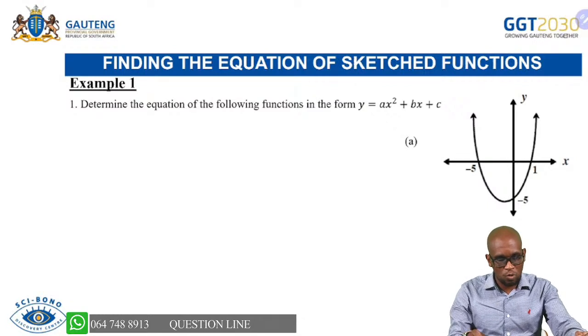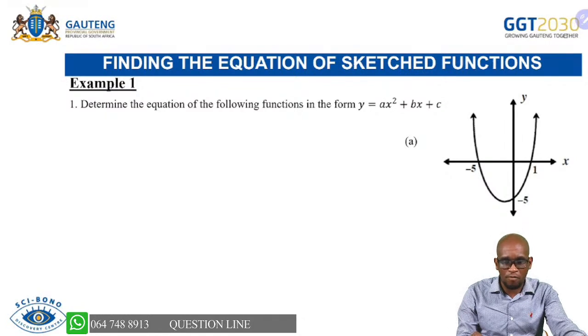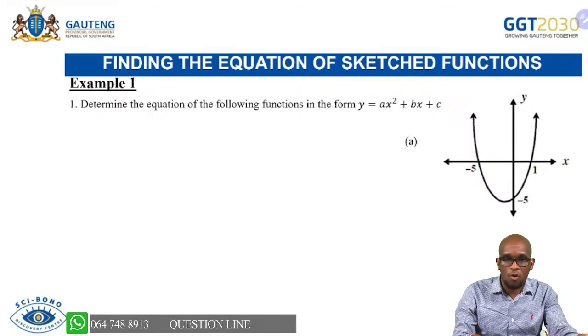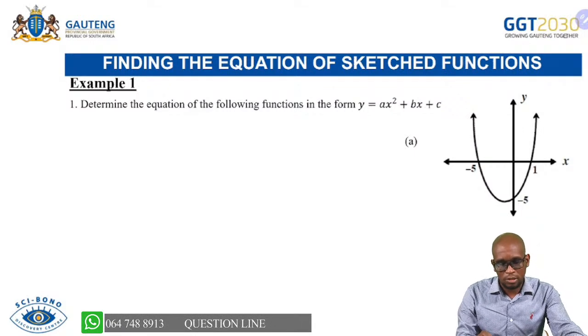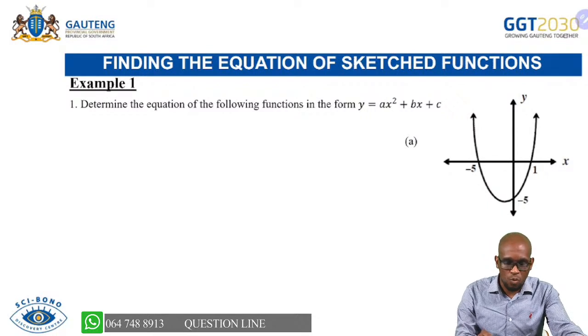The first one, it's a quadratic function. Determine the equation of the following functions in the form of y is equals to ax squared plus bx plus c. So we want to determine that equation and then write it in the standard form that is given there. Now, with a parabola, there are 2 forms that you may be given. One form would be a form where you are given x-intercepts, and another form would be a form where you are given the turning point and an additional point.